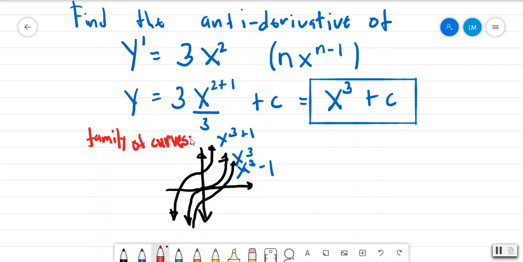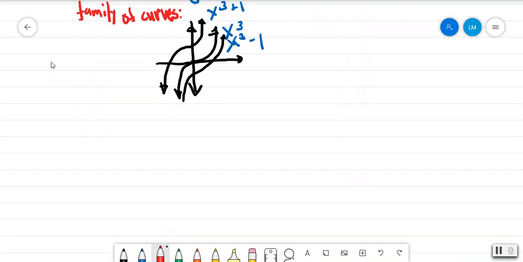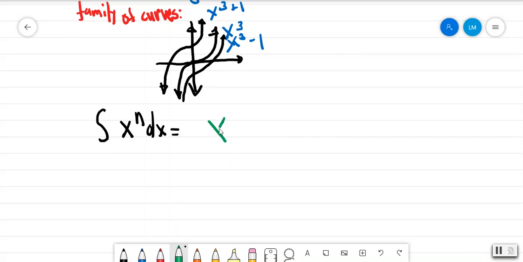And that's because we don't know whether it's plus 1 or 0 or minus 1. Now, there's a way to put all of this together, in the sense that we can use a formula. For example, if we're taking the antiderivative of x to the n dx, that's equal to x to the n plus 1 divided by n plus 1, plus c.